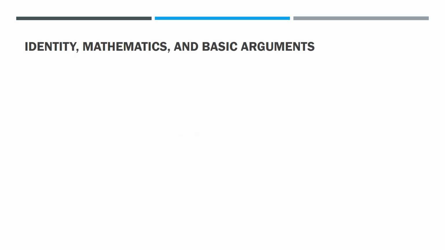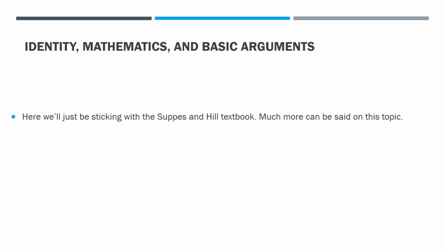What about argumentation? After all, that's what logic is principally about. In here, we'll just be sticking with the Suppes Hill textbook. However, much more can be said on this topic. For example, if we introduce the existential quantifier, we can even construct sentences that specify exact numbers. We can say that there are, say, exactly 3 people in this room. But for now, we're going to look at identity only with the universal quantifier, a much more narrow look.